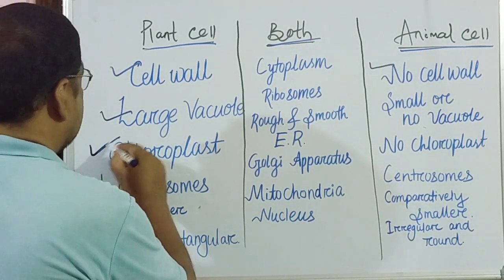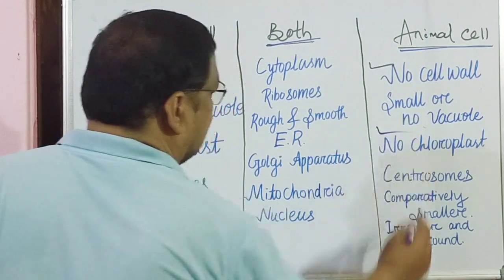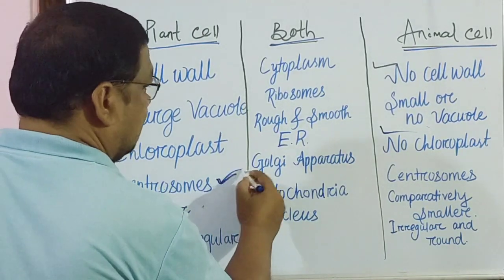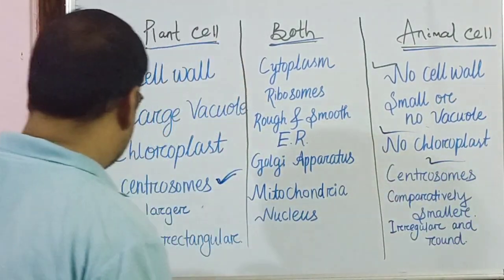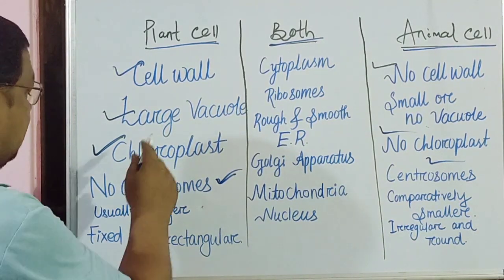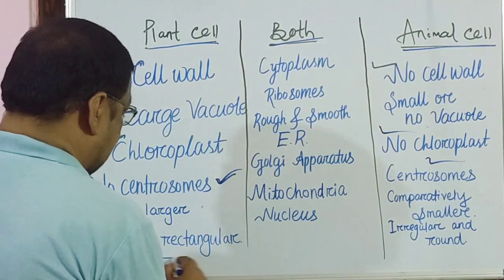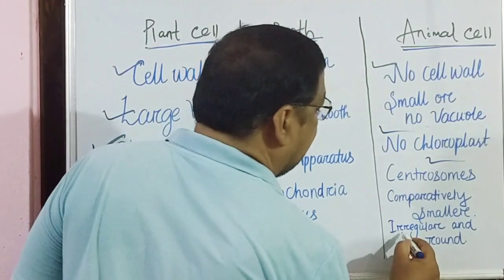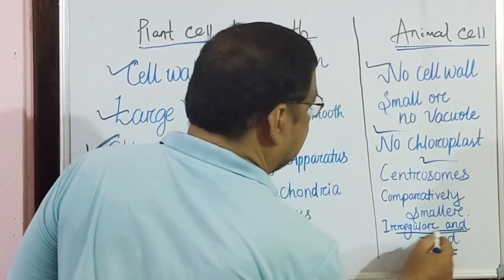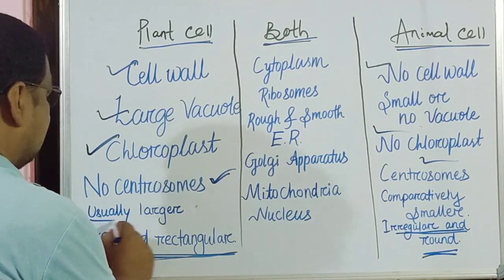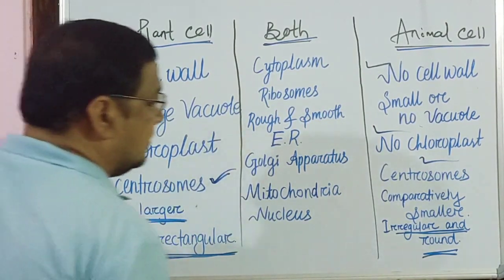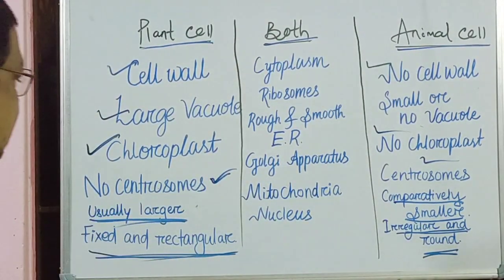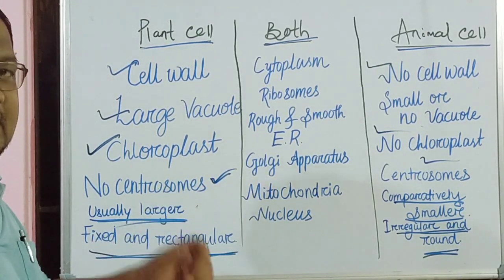Chloroplast is present in plant cell. So chloroplast is definitely absent in animal cell. No centrosomes are present in plant cell, whereas centrosomes are present in animal cells. And in size, plant cell is fixed and rectangular in shape. Animal cell is irregular and round. Plant cell is usually larger and animal cell is comparatively smaller. That means animal cells are smaller than plant cells and plant cells are larger than animal cells.